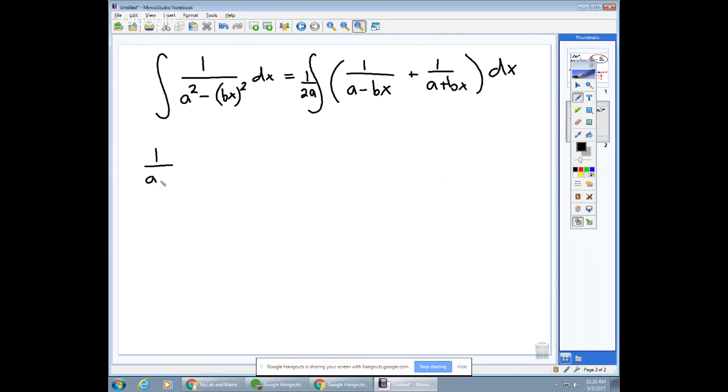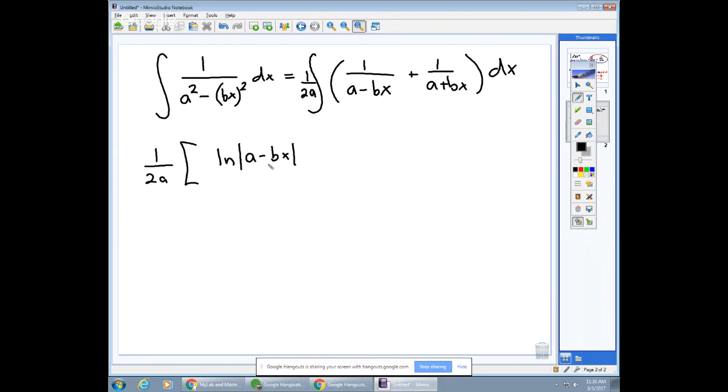1 over 2a is out front. Oops, that was supposed to be a 2a. And then inside, I think I have the natural log of the absolute value of a minus bx. Catch though is, what if I take the derivative of the natural log of a minus bx? What's going to happen? Well, derivative of the natural log is 1 over, but the chain rule says you have to multiply by the derivative of the inside.